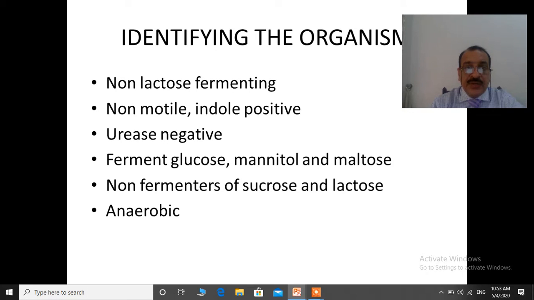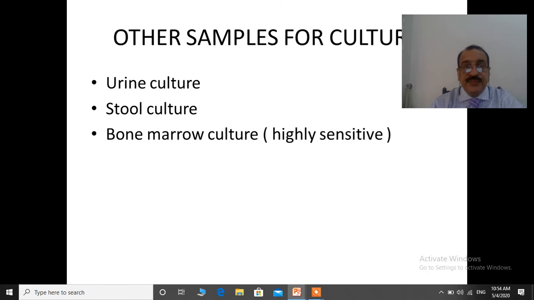The organism can be identified by its specific biochemical reactions. For example, it is a non-lactose fermenter, non-motile, non-spore forming, indole positive, urease negative, and it can ferment glucose, mannitol, and maltose, but cannot ferment sucrose and lactose. It is a facultative anaerobic organism.